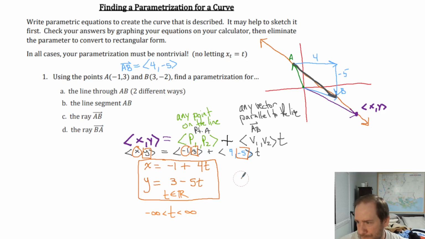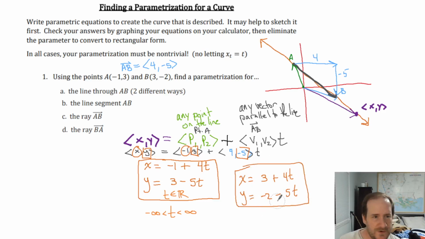But they said they wanted us to do this a second way, and I say, all right, sure. Pretty sure I said that this point right here could be any point, so why don't we let it be B? If we let it be B, then these two initial values would just be 3 and -2. I'd still add on the same direction vector, the plus 4t and the minus 5t. But this set of parametric equations would definitely return to me the exact same line, and I'll still just let t be anything it wants.